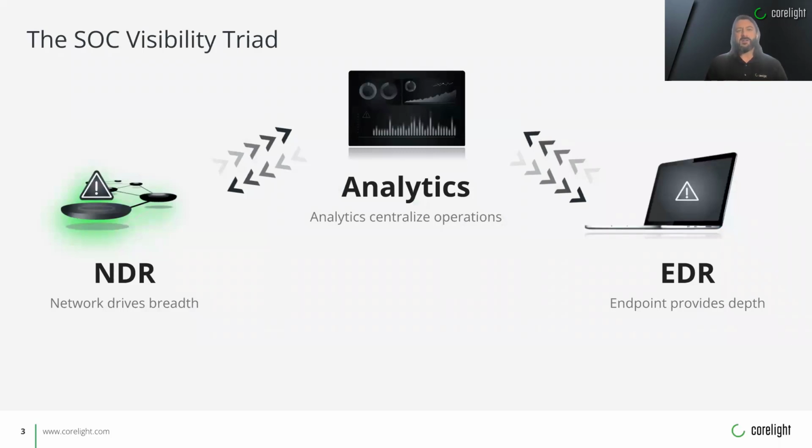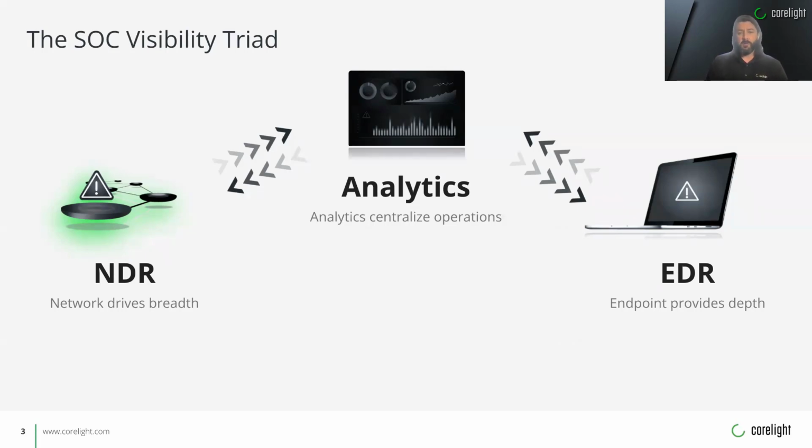So XDR, extended detection and response, somewhat of a new term in the industry. Different vendors, different analysts have different definitions of what XDR is. I'm not going to spend today's session telling you what is XDR or what isn't XDR, but I do think it's interesting to compare the XDR concept to another concept that's been around for quite some time, which is the SOC Visibility Triad. And this is a concept that Gartner came up with. And really the idea here is that you have three critical components for a security operations center.